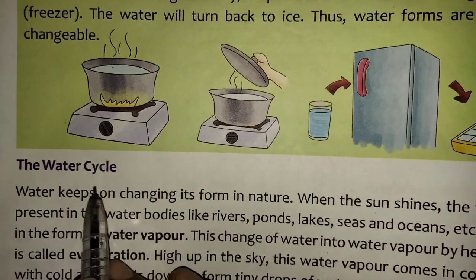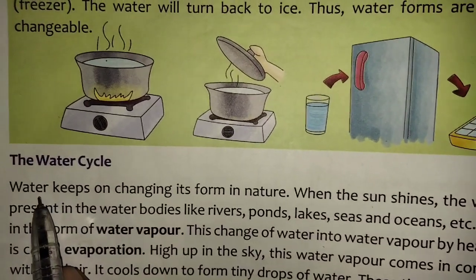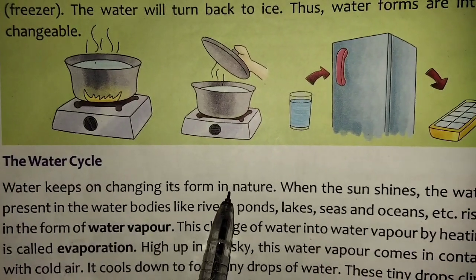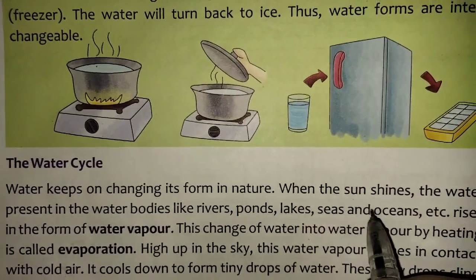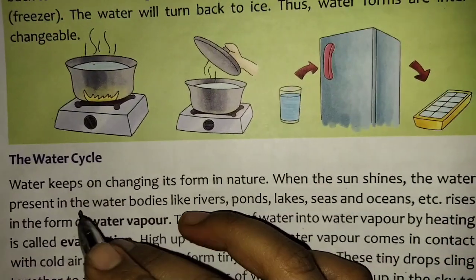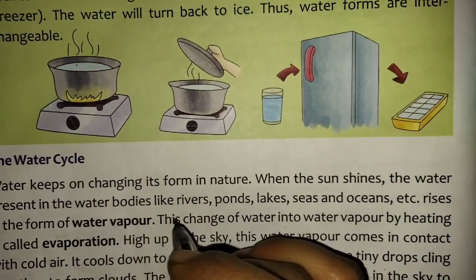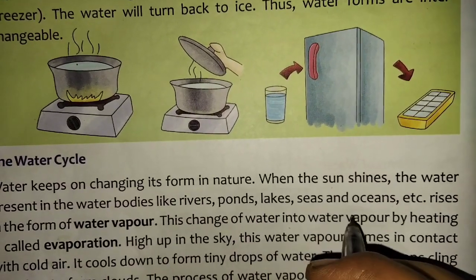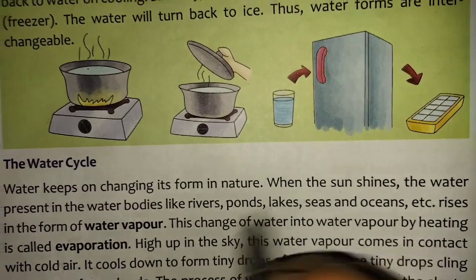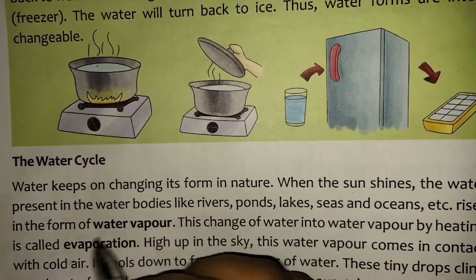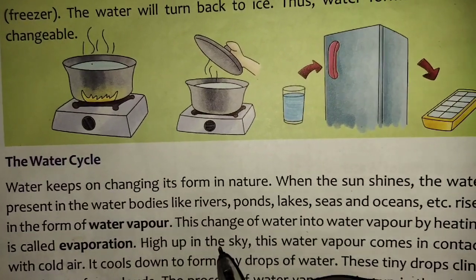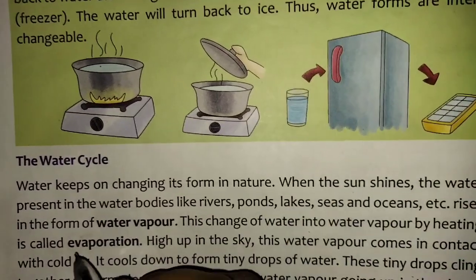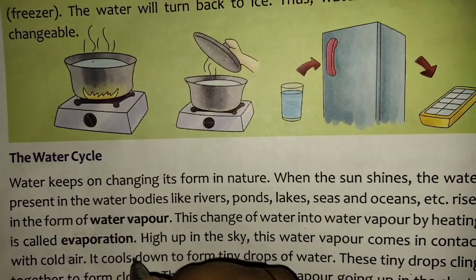Next, the water cycle. Water keeps on changing. It is in its nature. When the sun shines, the water present in water bodies like rivers, ponds, lakes, seas and oceans rises up in the form of water vapor. The change of water into water vapor by heating is called evaporation.